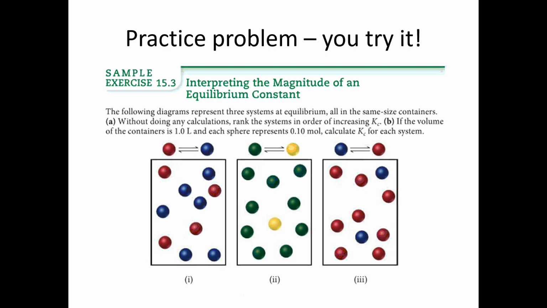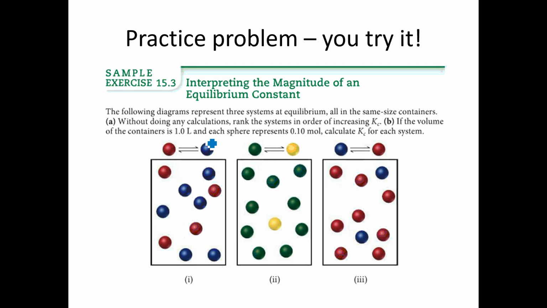So we've got a few visuals here. You're looking at a particle level view, and these different scenarios all show these reactions at equilibrium. We want to assume that the volume of the container is 1 liter and each sphere represents 0.1 moles. What's the value of K for each system? So let's take a look at this one.